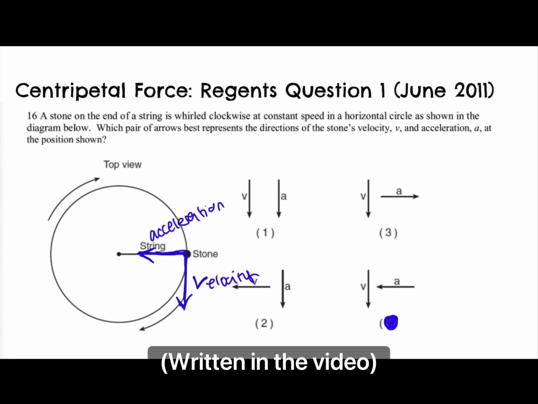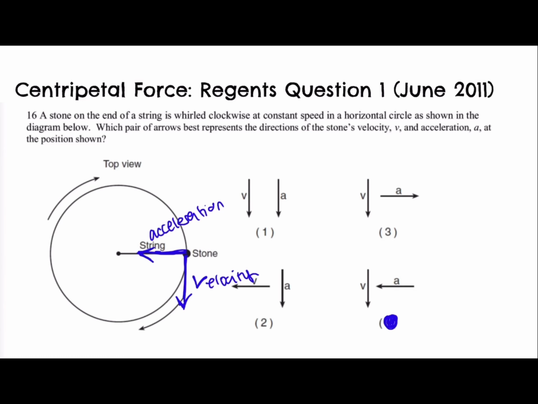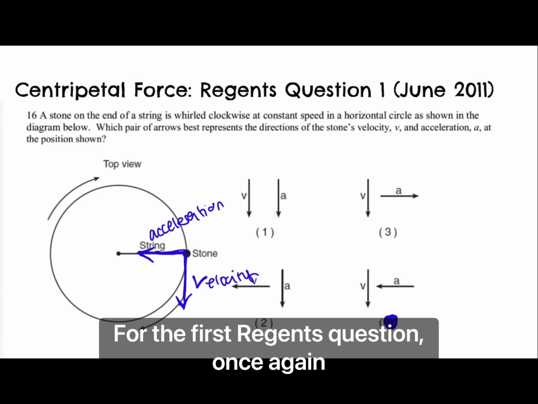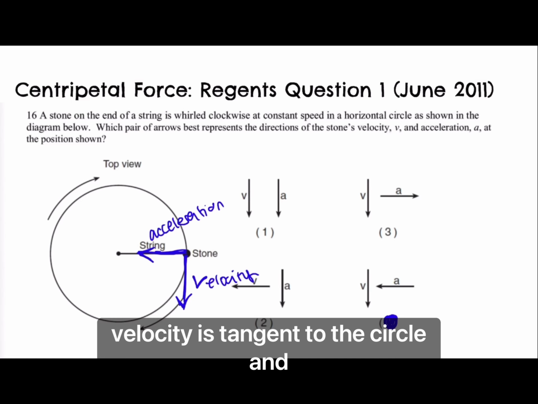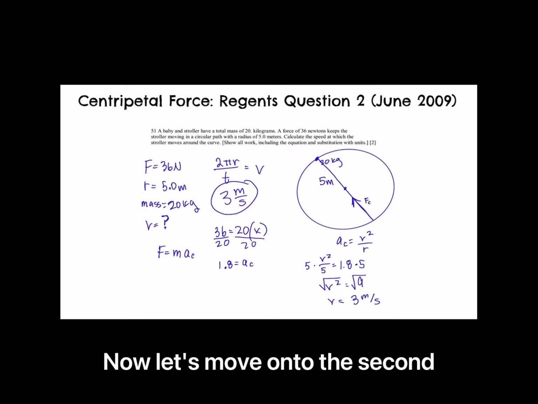A stone on the end of a string is whirled clockwise at constant speed in a horizontal circle as shown in the diagram below. Which pair of arrows best represents the directions of the stone's velocity, v, and acceleration, a, at the position shown? For the first question, once again velocity is tangent to the circle and acceleration points inward. Now let's move on to the second question.